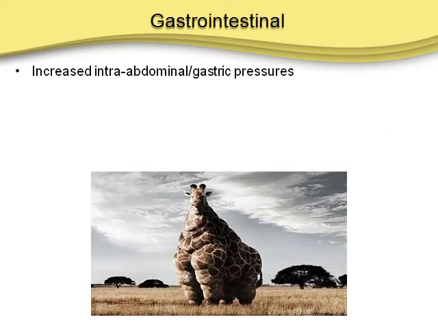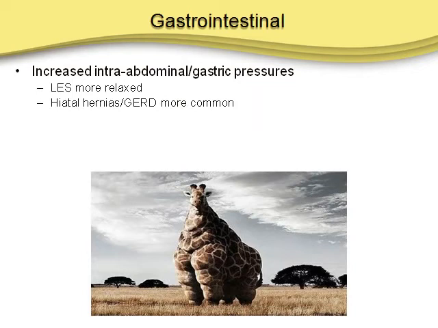Obesity increases intra-abdominal and intragastric pressures, and the lower esophageal sphincter is more relaxed. Gastric emptying is faster with high energy content intake such as fat emulsions, but because of larger gastric volumes, up to 75% larger, the residual volume is increased. Both the faster gastric emptying and the larger gastric volume can be partially reversed by weight loss. Hiatal hernias and gastric reflux are more common.